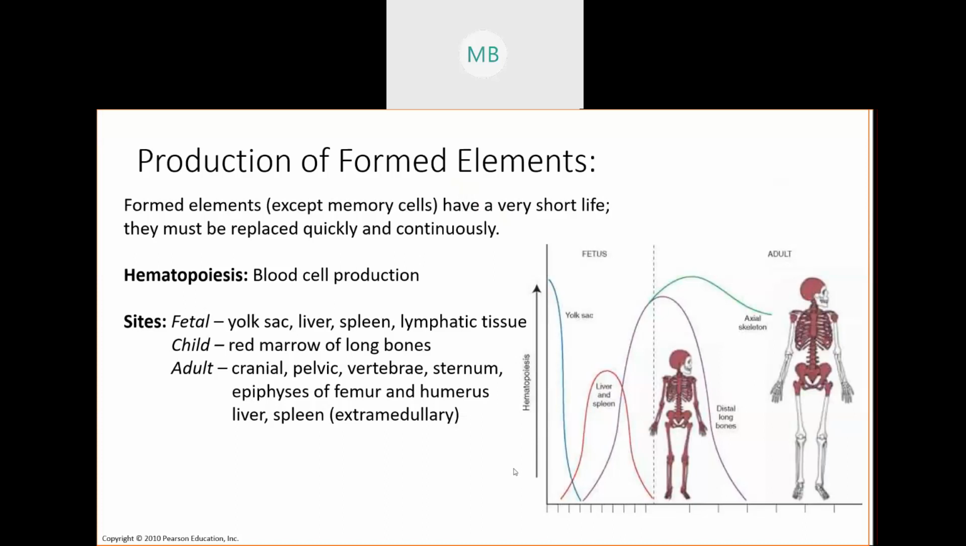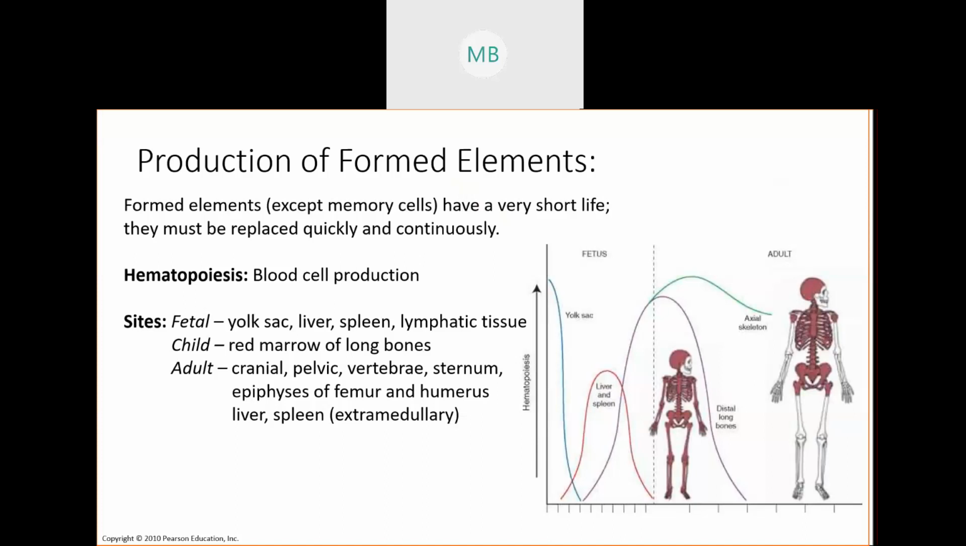Right? And that brings us to our last two objectives. So blood objective 14, describe the changes in blood production and hemoglobin chemistry produced after birth. Right? So, quite simply, when you are a fetus, you have a yolk sac, your liver, your spleen, and your lymphatic tissue also produce blood cells. If you're a newborn and a child, all of your bones produce blood cells and undergo hematopoiesis.